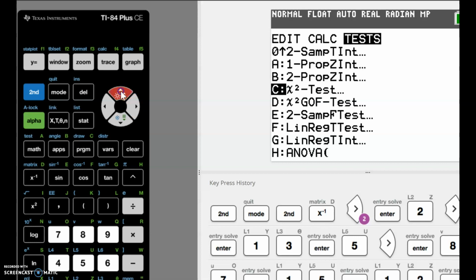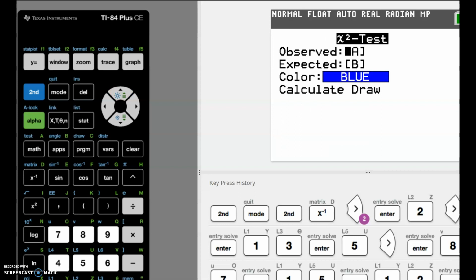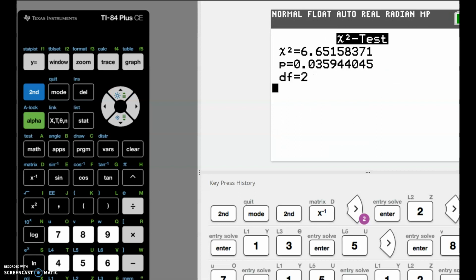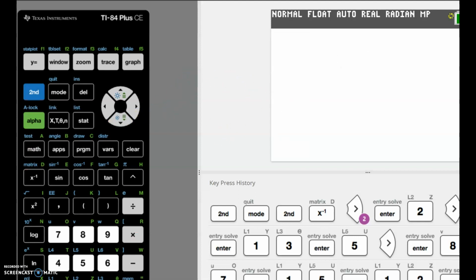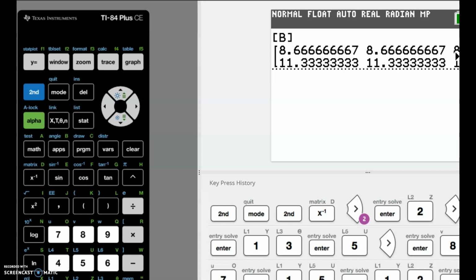And we're going to go to stat test. Choose chi-square test. A, B. There will be the chi-square and p-values. I'm going to go back and open up matrix B down there. And there are the expected counts. Okay? And you can just go ahead and enter them to the nearest tenth, it'll be fine.